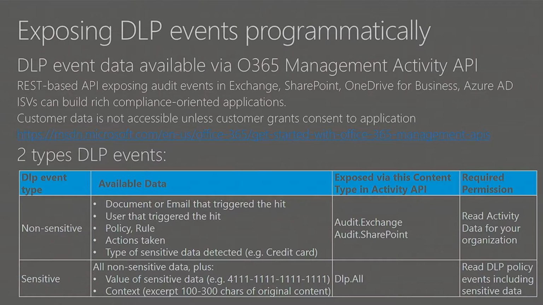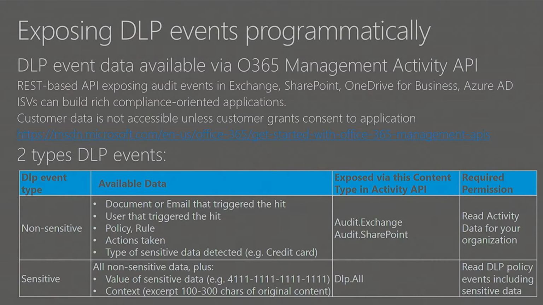And so for those of you that know the Activity Feed API, you can subscribe to the audit.exchange content type, and you'd get all the auditable events for Exchange. Among them, you would get DLP events. Similarly for SharePoint, if you subscribe to that feed, that's where you can get all the SharePoint audit events, including DLP. And you can see that the permission required by the application is read activity data for an organization.